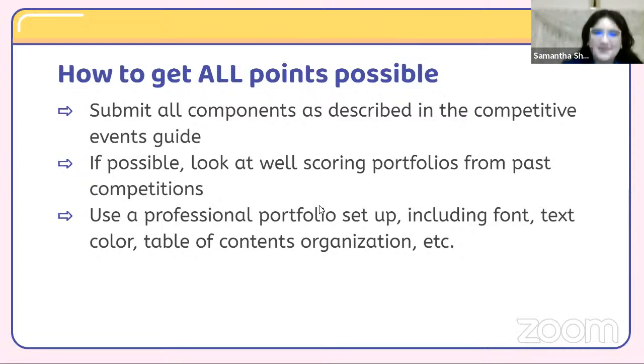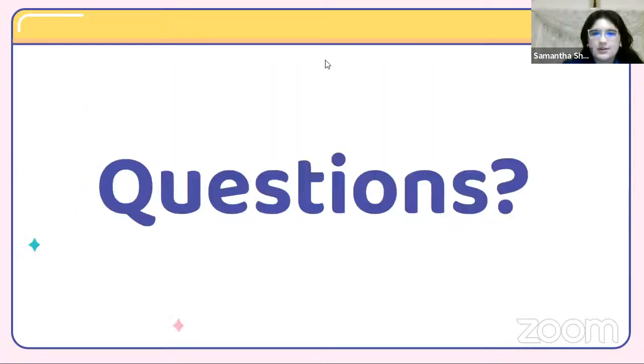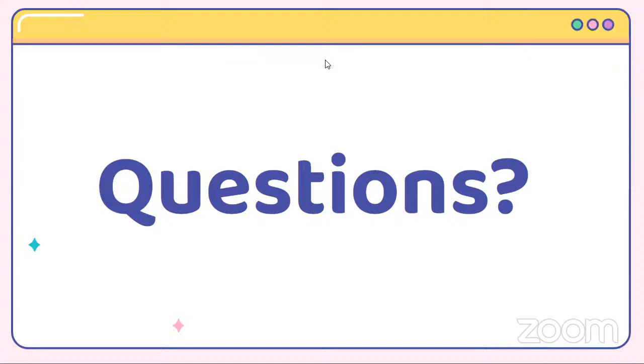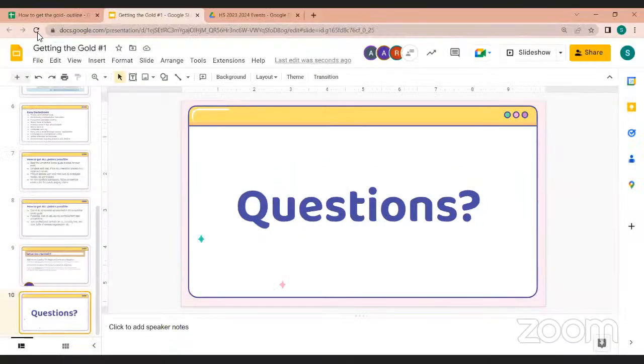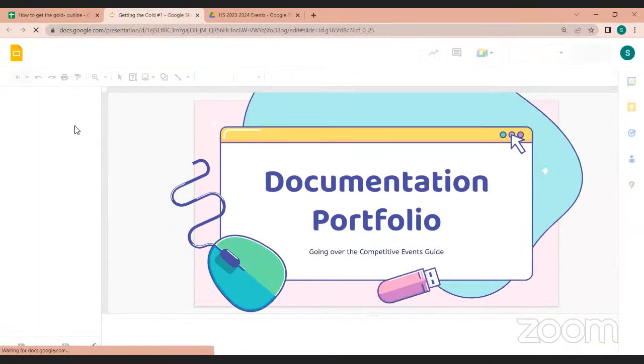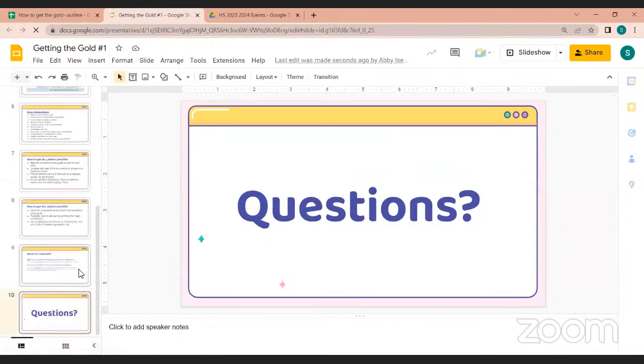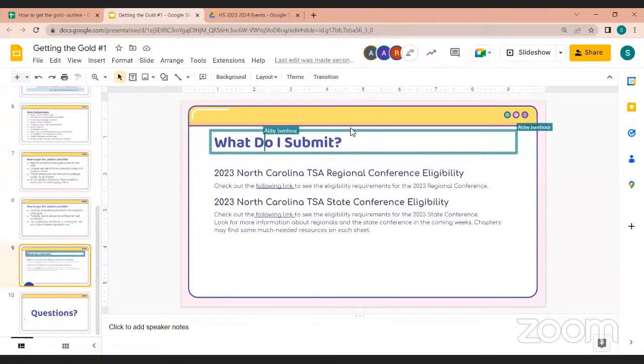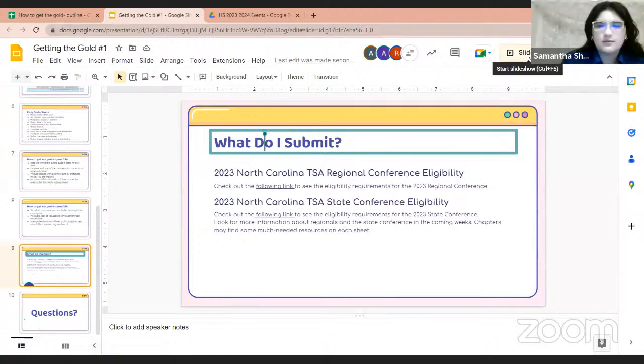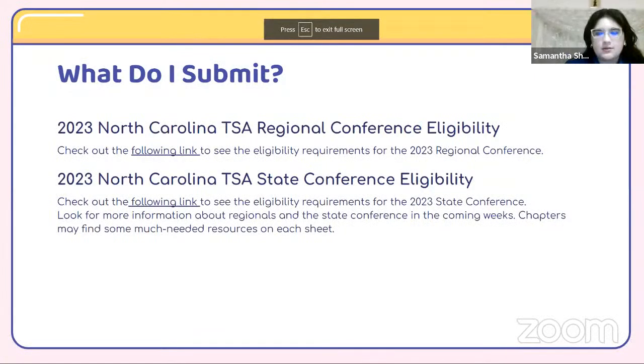Yeah. All right. Are there any questions? Samantha, if you refresh one more time, there's the events breakdown of what needs to be submitted for regionals as well as states. It's the slide right before questions. Okay. Can everyone still see it?